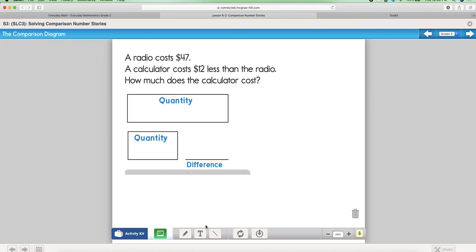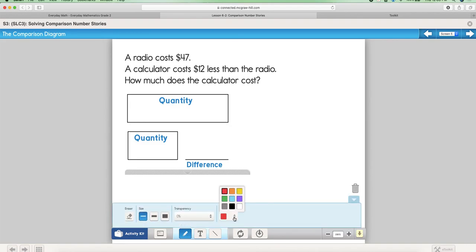But I can use my quantity difference diagram to help me figure out how to solve it. Remember, my big box for my quantity is going to be my biggest number in the problem. So my biggest number in the problem is going to be what? Logan, what's the biggest number in my problem? 47. So I'm going to start with 47 here. And then my smaller number, Logan, is? 12. And then I need to figure out what is the difference.